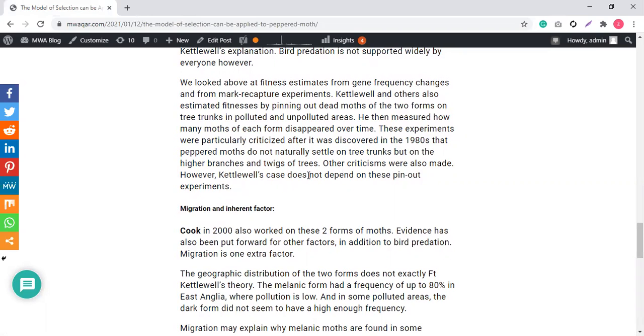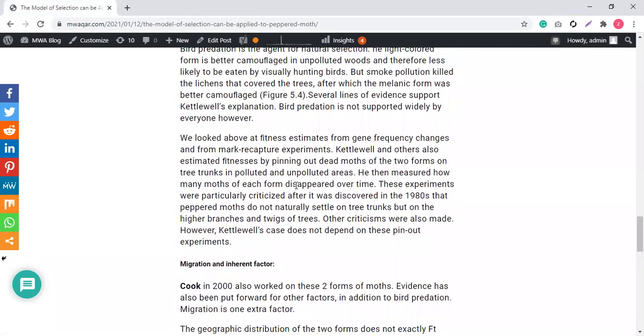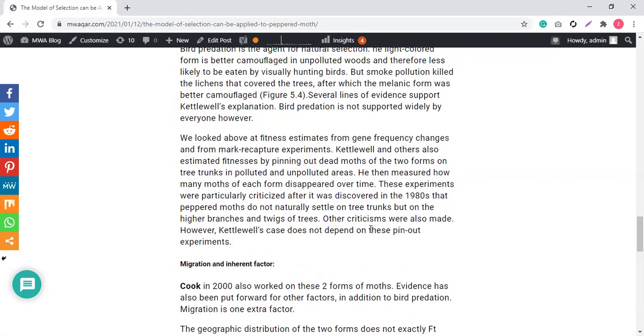Now they say that about the bird predation factor and this particular claim that smoke killed the lichens and covered the trees, various scientists don't support this evidence, because they think the evidence shows that most of the peppered moths did not settle on the tree trunks, not all over. They have evidence that they disagree with his experiment. Okay.